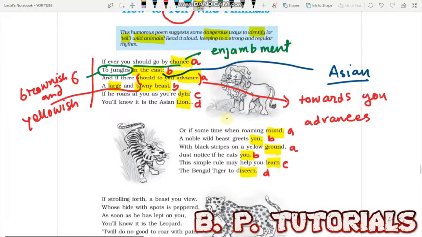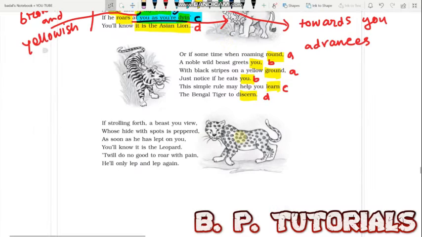If he roars, roaring is one of the characteristics of a lion. So if he roars as you are dying, the funny part comes here. The poet says that when you are dying, if he roars, then you can identify the lion. What will it be then? You will know it is the Asian lion. The funny way of identifying this particular Asian lion is that if he roars when you are dying, that is an Asian lion.